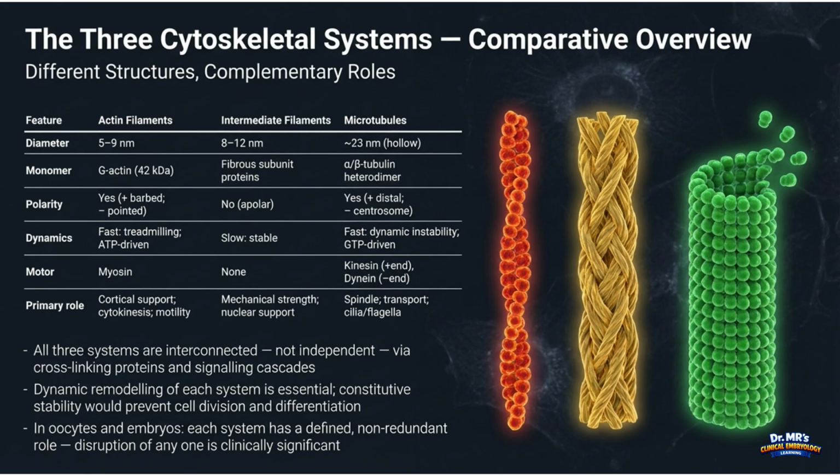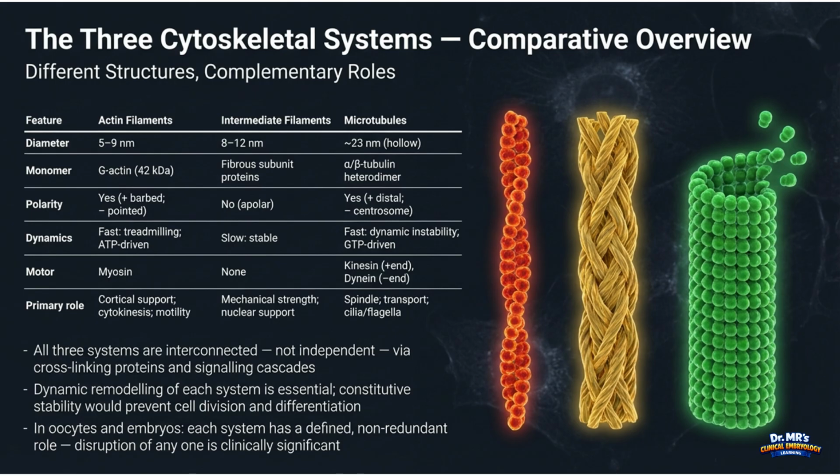Okay, so that's the thinnest. Then in the middle, we have intermediate filaments, or IFs. These measure roughly 8 to 12 nanometers in diameter. But unlike actin, which is built from those little globular spheres, intermediate filaments are built from long, elongated, fibrous subunit proteins. And this is the most critical distinction for the exam, right? They are apolar. Totally apolar. There is no plus end, no minus end. Because of this, they are incredibly stable. They do not require ATP or GTP to assemble, and they have absolutely no motor proteins associated with them.